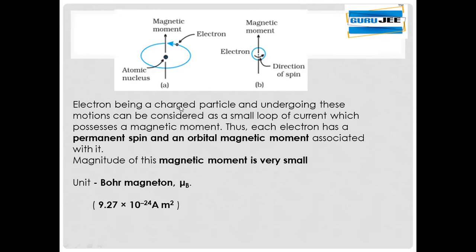Yes, ma'am. Understood. Okay. And this type of motion gives the electron a permanent spin and an orbital magnetic moment. It is a very important topic. So this revolving and rotation gives a permanent spin to the electron and also an orbital magnetic moment. Okay, these two points are very important. Also, note down the unit of magnetic moment as Bohr magneton. Okay.